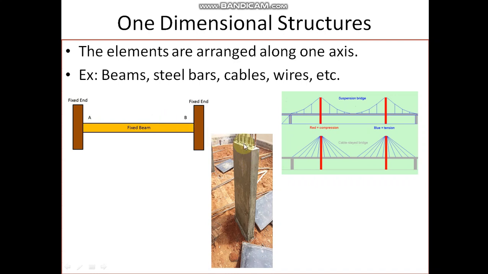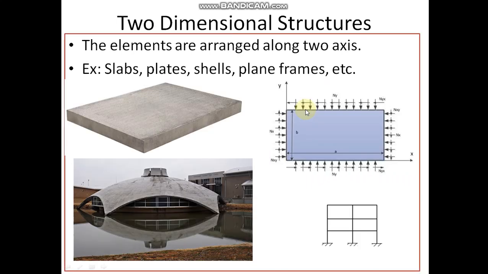Similarly, a column. When you compare its cross-sectional dimensions, the width and depth of a column, they are very small when compared with the height. Then another example is a cable or wires or steel bars whose diameter or cross-sectional area is very small when compared with its length. Now let us see a 2D element.